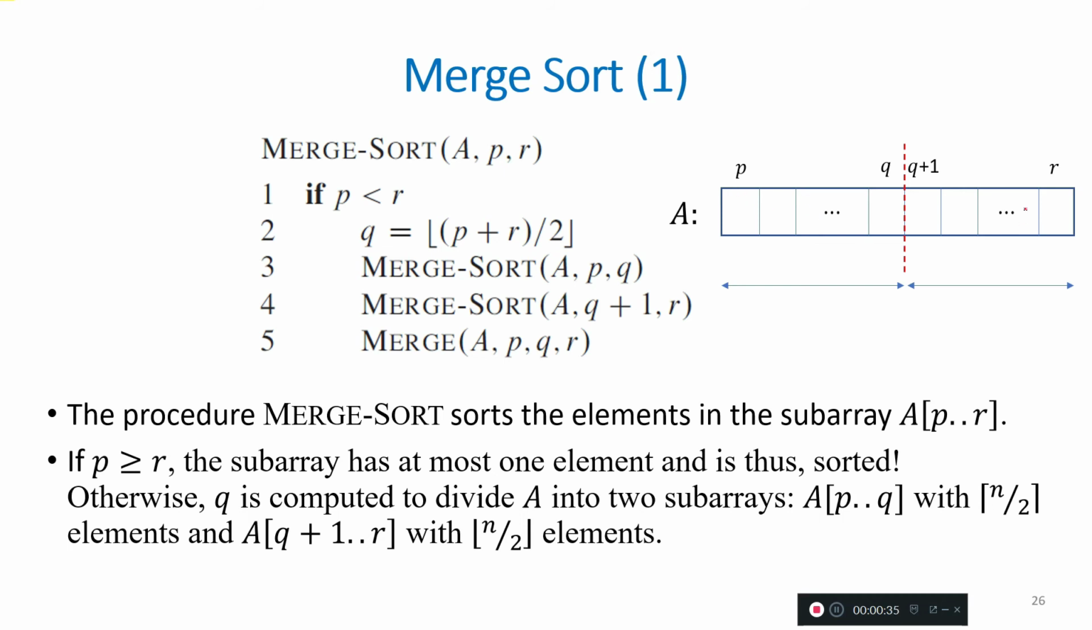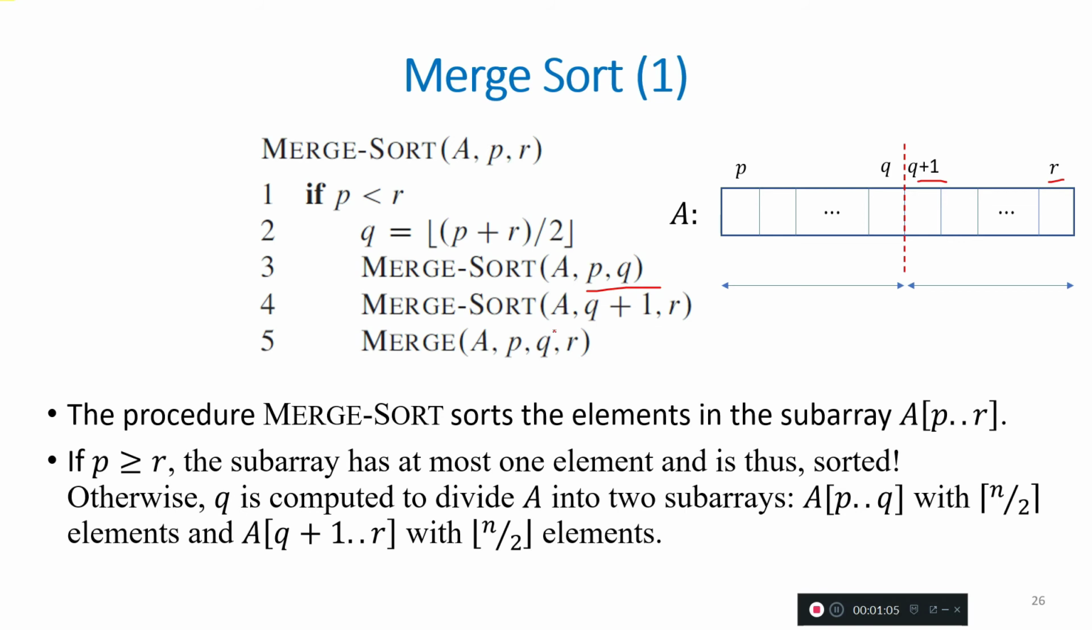So if P is less than R, that means if the size of the smaller problem is not 1, what we do is we divide it into half and we call the function recursively to solve each half. So basically, the first recursive call we give from P to Q, which is over here. And the second recursive call, we give the indices Q plus 1 to R.